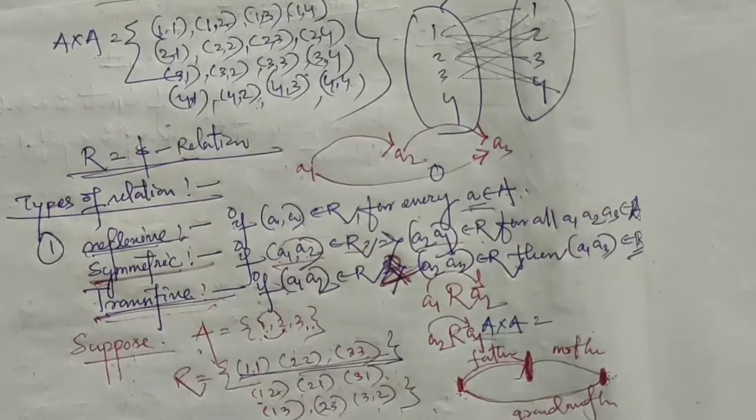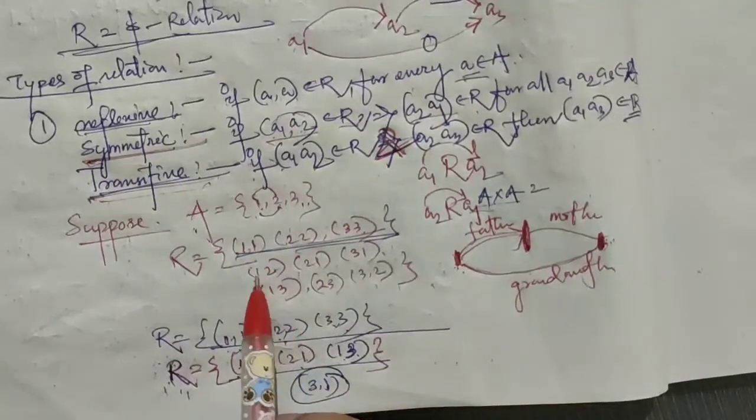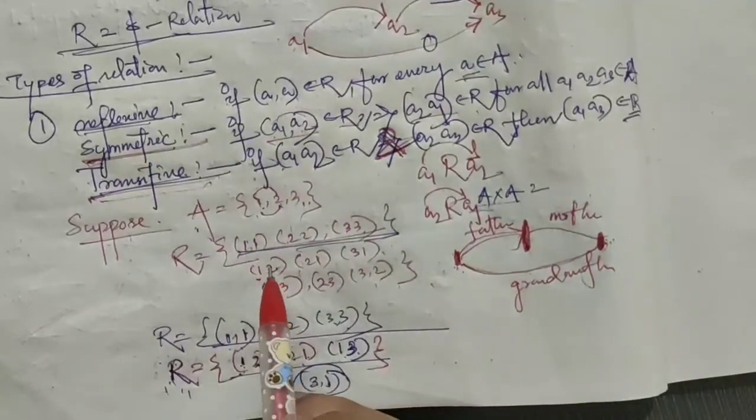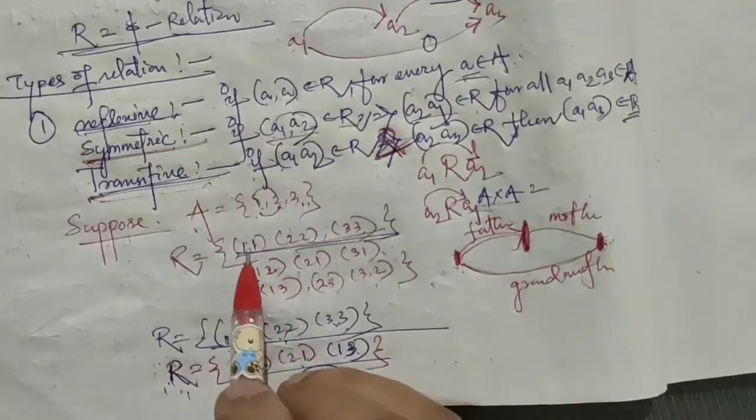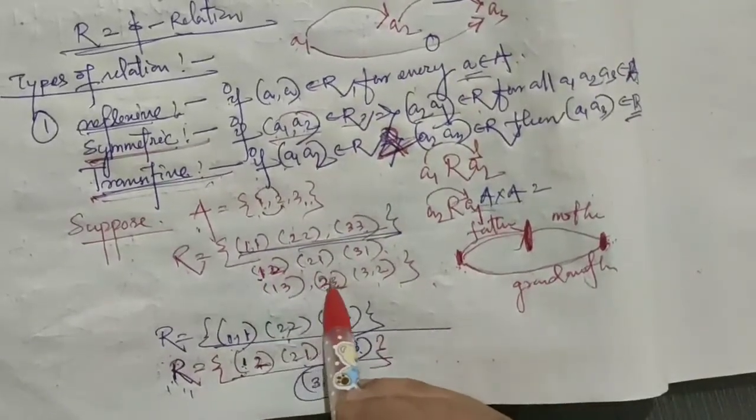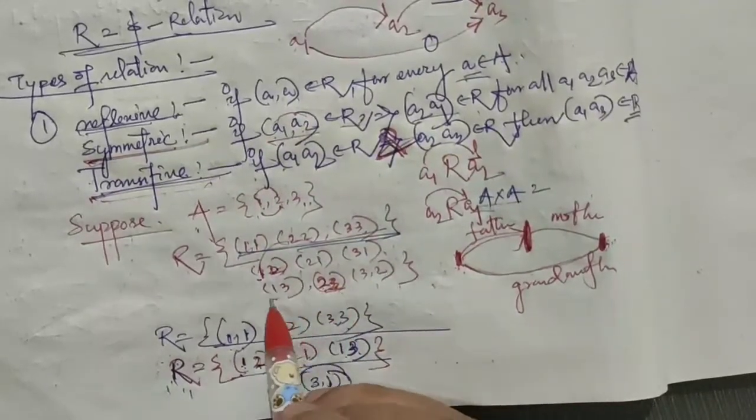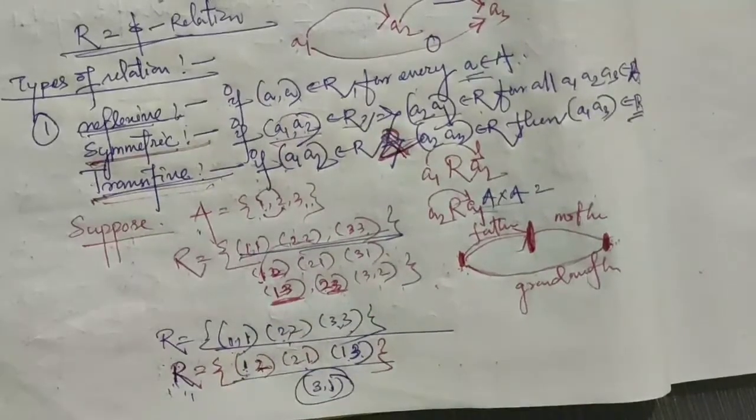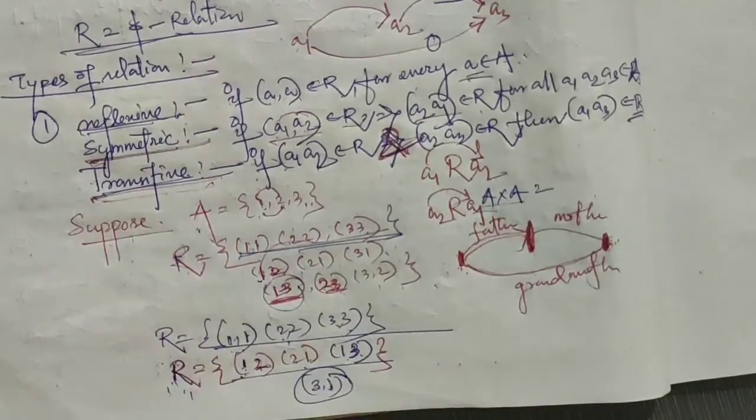So you can check in this example. 1 is related with 1 and 1 is related with 2. It means 1 must be related with 2. Is there? Okay, we will go for the next one. If 1 is related with 2 and 2 is related with 3, it means 1 must be related with 3. Is there such an example? Yes, 1 is related with 3 here. So this kind of relationship is known as transitive relationship. Okay, if this is missing from this relationship, then we cannot claim this is a transitive relationship.